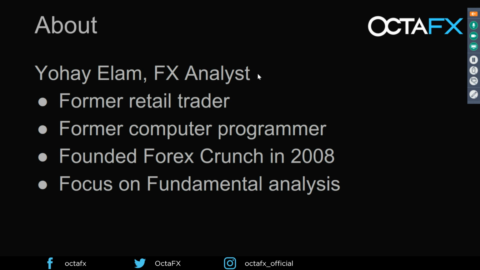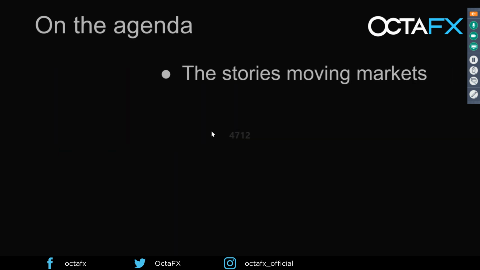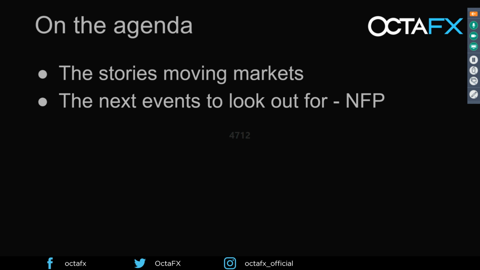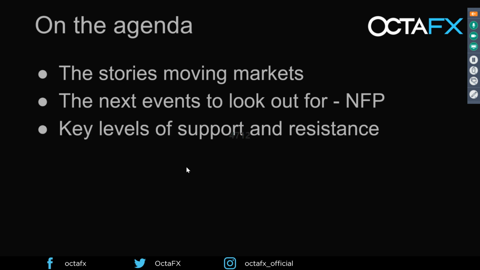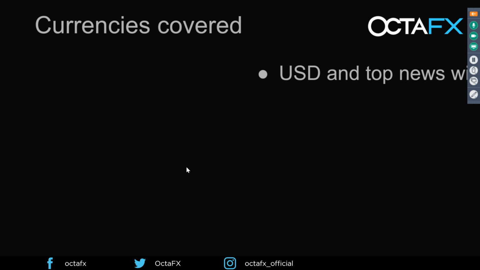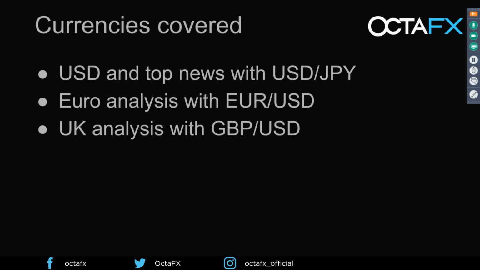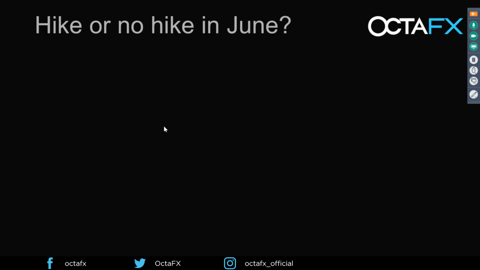Okay, so what we'll talk about today will begin with stories moving markets, the upcoming events, next events to look out for, especially the non-farm payrolls tomorrow, and key levels of support and resistance for all currencies. When we talk about the dollar, we'll take a look at dollar yen, and then of course the classic currency pairs: euro dollar with euro, we'll analyze UK elections with pound dollar, and more briefly talk about the Canadian and the Australian dollars with the relevant pairs.